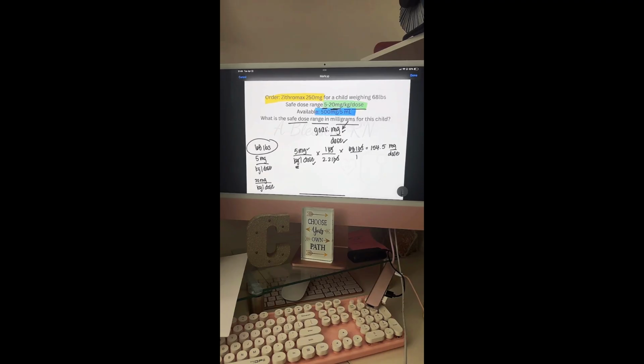So now we'll do the same thing with the 20. The exact same setup, okay? You're just changing the 5 out for the 20. And I'm writing this out.